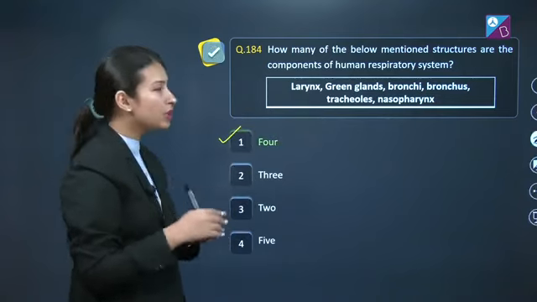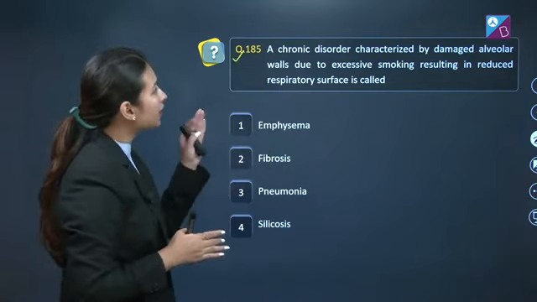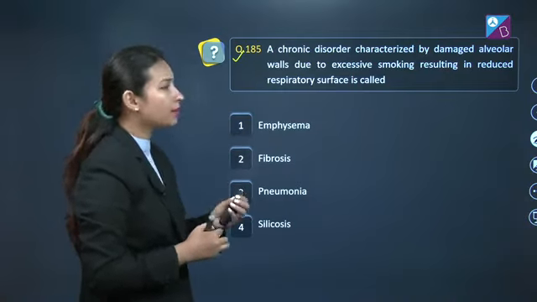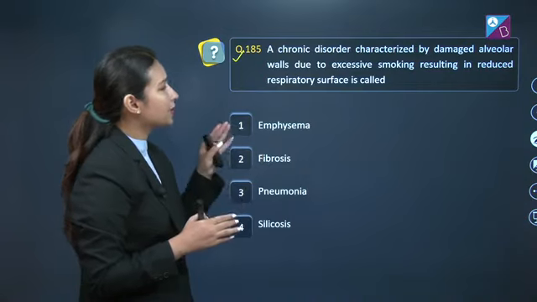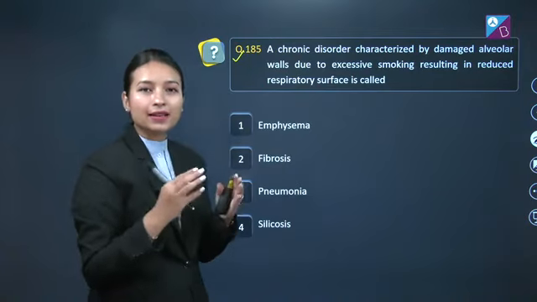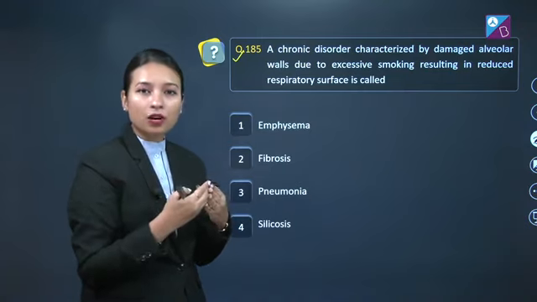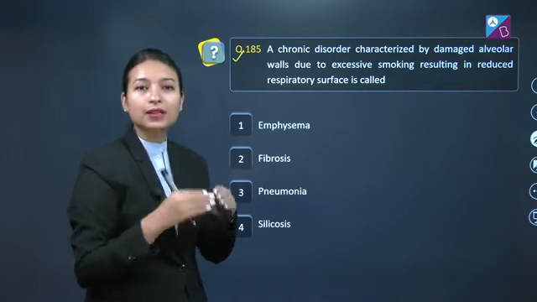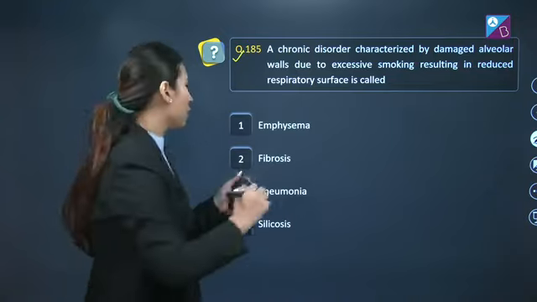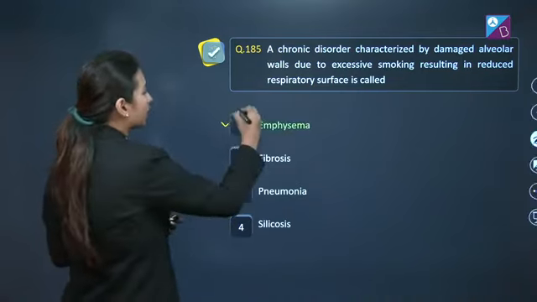Now let's move on to next question, that is question number 185, which states a chronic disorder characterized by damaged alveolar walls due to excessive smoking resulting in reduced respiratory surface is called. So students, in NCERT also it is clearly written that emphysema is a respiratory disorder in which there is damage in alveolar walls and decrease in respiratory surface, and cigarette smoking is one of the major cause for this disorder. So option number 2, 3 and 4 are incorrect, and a correct answer here is option number 1.